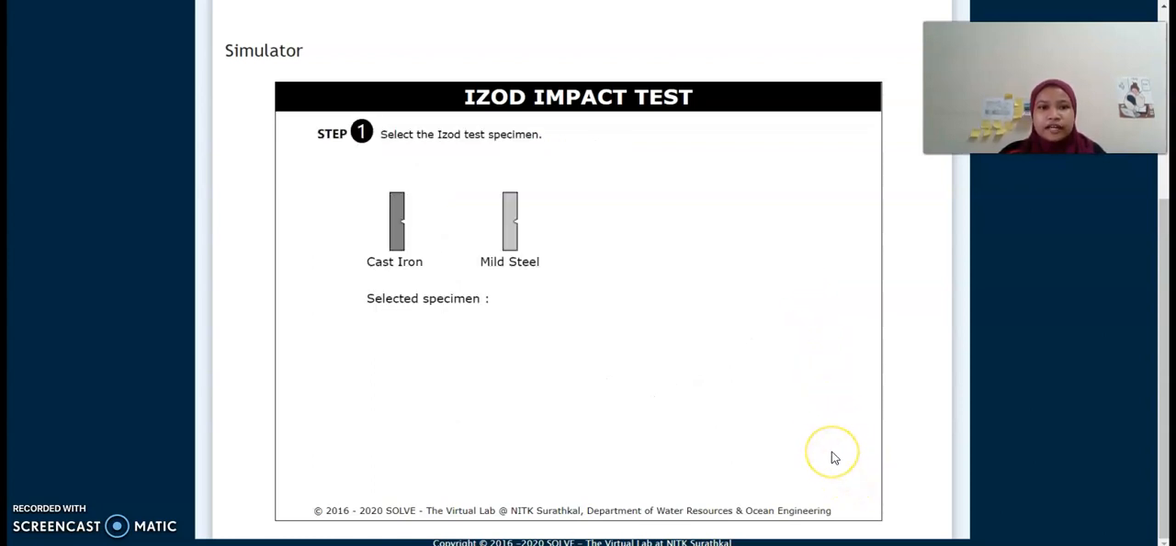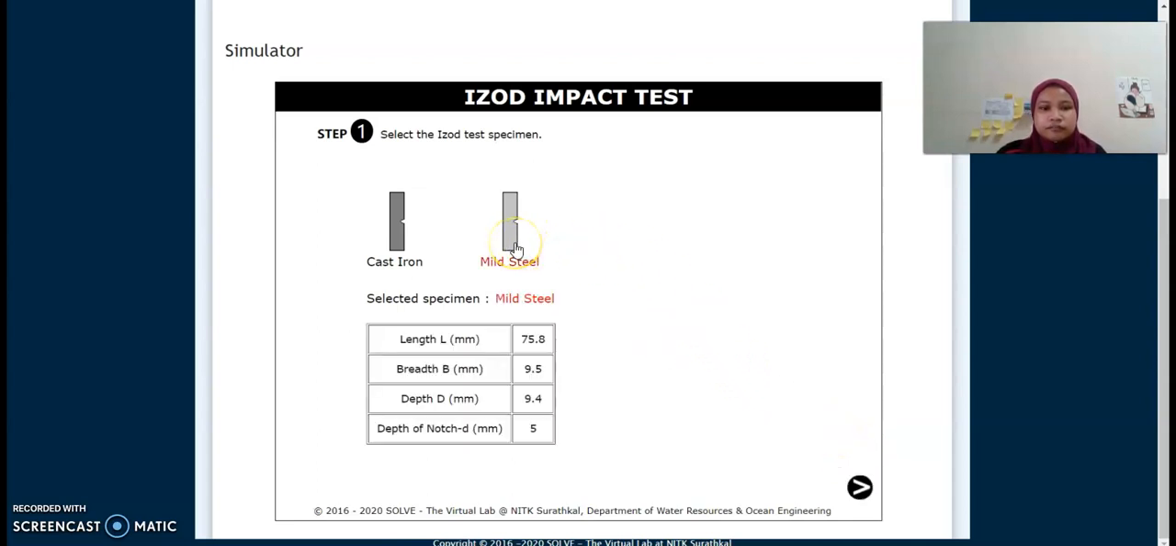Step 1 is to select the Izod test specimen. Here we have to select the mild steel. Selected specimen: mild steel. Length is 75.8 mm. Breadth is 9.5 millimeter. Breadth is the distance or measurement from side to side of something. Depth is 9.4 millimeter. Depth of notch is 5 mm. Depth of notch is the distance from the surface of a metal specimen to the bottom of the notch.